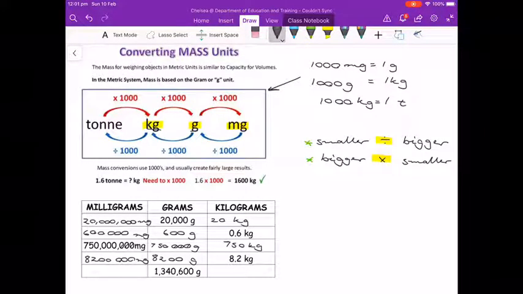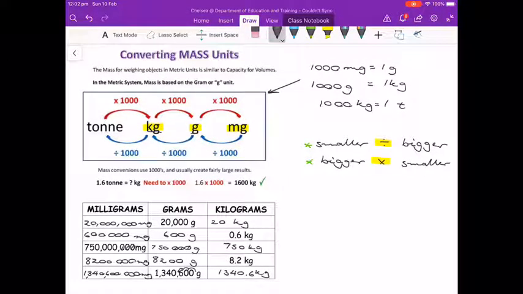1,340,600 grams to kilos is divided by 1,000, which is 1,340.6 kilograms. 1, 2, 3. And then to get that to milligrams, we know we need to add 3 zeros. We have 1,340,600 milligrams.